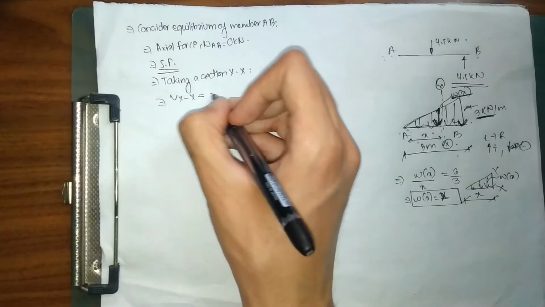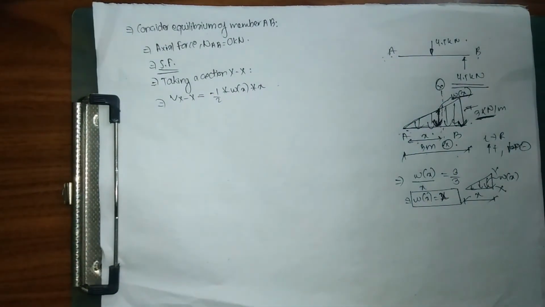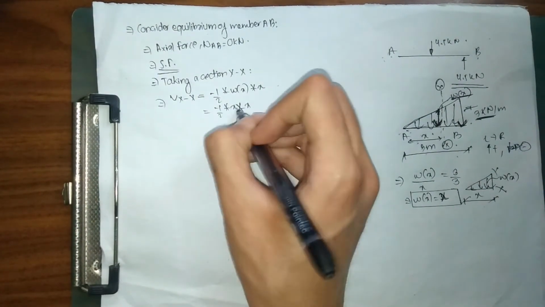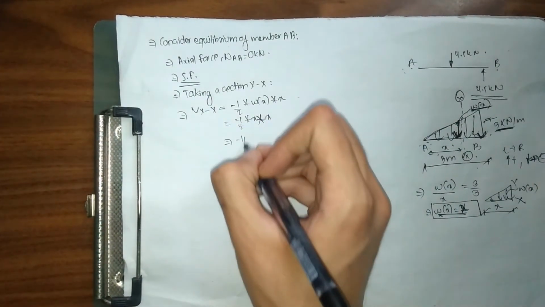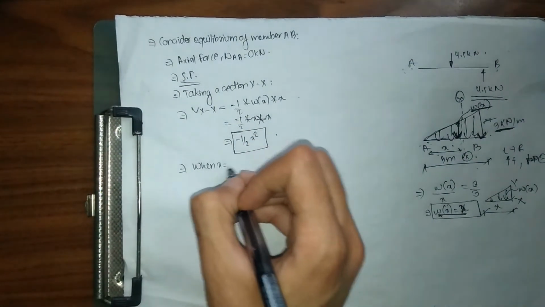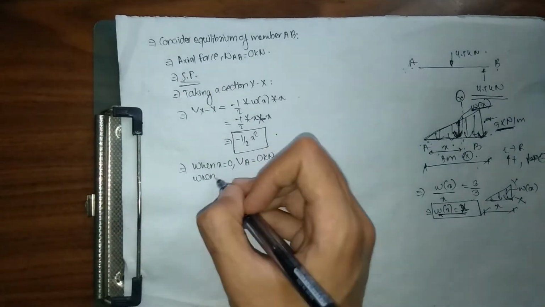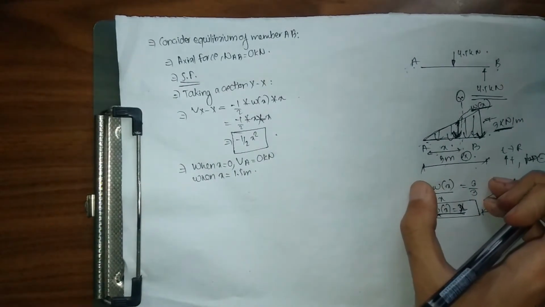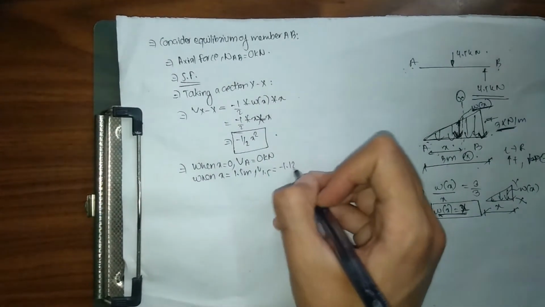So this is simply equal to minus 1/2 into WX into X. I have simply converted my UVL of WX into a point load. So minus 1/2 into X into X, since my WX is X, simply equals minus 1/2 X square. Now I am going to put in my values. When X equals 0, I get my shear force at A, which is 0 kilonewton. When X equals 1.5 meters, so the overall span is 3 meters, I am taking another shear force at half. V at 1.5 equals minus 1.125 kilonewton.